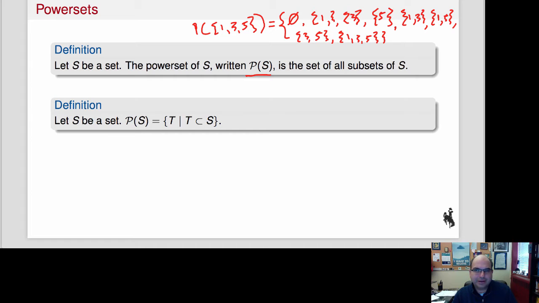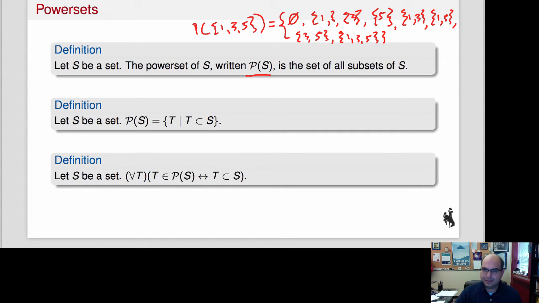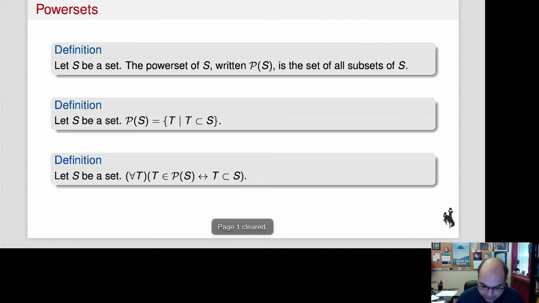Now, let's write that definition more mathy, right? And so the power set of S is the set of all T such that T is a subset of S, right? And as you can expect by now, there's even a third definition, which is also mathy, and we'll say that for all T, T belongs to the power set of S if and only if T is a subset of S, right? Those two definitions are equivalent, and are both formal mathematical ways of stating the first definition, which is meant to be more intuitive, okay? All right, so we have all this.